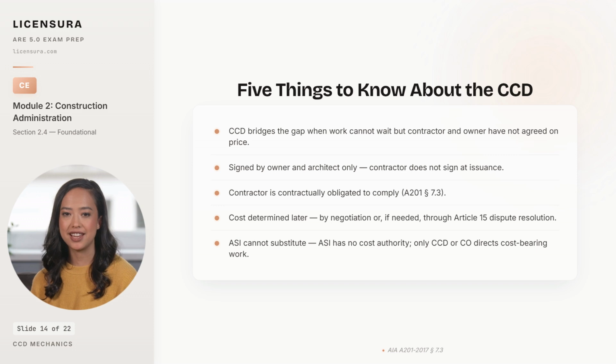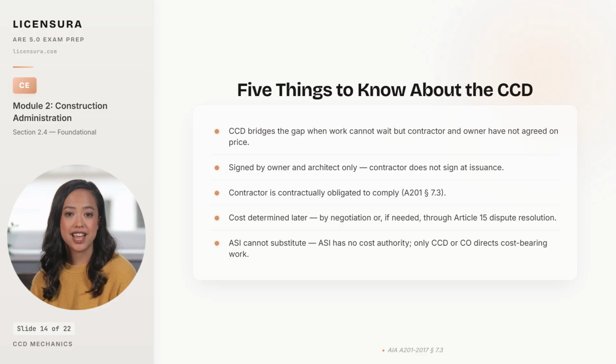Second, the CCD is signed by owner and architect at issuance. The contractor does not sign because the contractor has not agreed on the price. Third, the contractor is contractually obligated to comply under AIA A201, Section 7.3, regardless of the pricing dispute. Fourth, the cost is determined later, through negotiation between owner and contractor, and if that fails, through the Article 15 dispute resolution process, with the architect serving as initial decision maker.